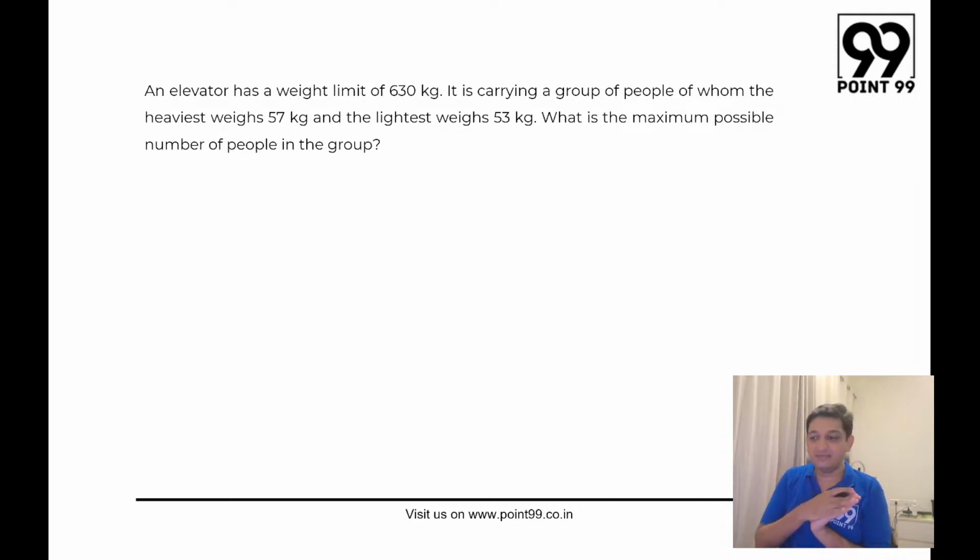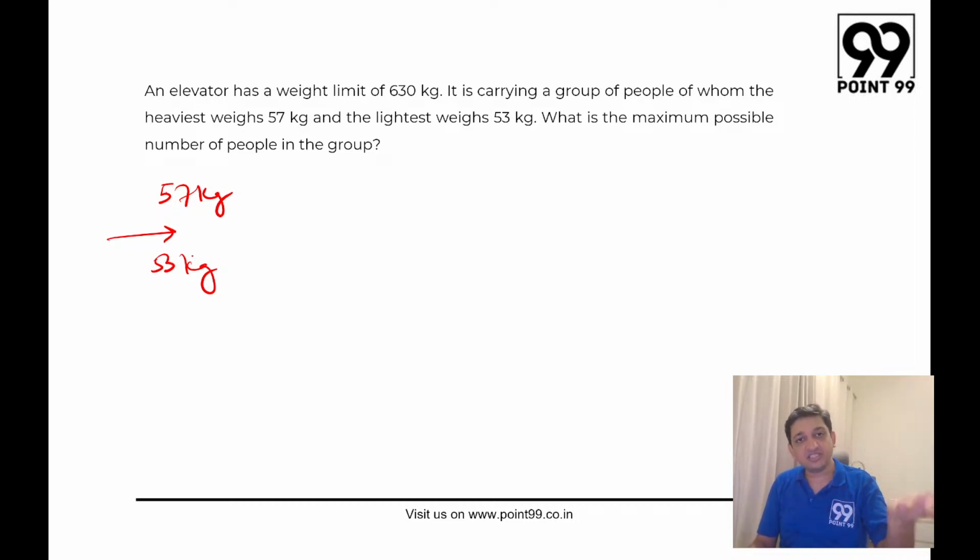An elevator has a weight limit of 630 kg and it is carrying a group of people of whom the heaviest weighs 57 kg. तो सबसे heavy जो इंसान है ना उसका 57 kg weight है and the lightest weighs 53 kg. तो बाकी सारे इसके बीच में है. तो या तो everybody is 57 and one person is 53, या तो everybody is 53 and one person is 57, ऐसे कुछ चल रहा है, और या तो मतलब 1 is 57, 1 is 53, सब बीच में आते हैं, but 57.1 kg का कोई नहीं है and 52.9 kg का भी कोई नहीं, right? So that is basically what is being said in this particular question.